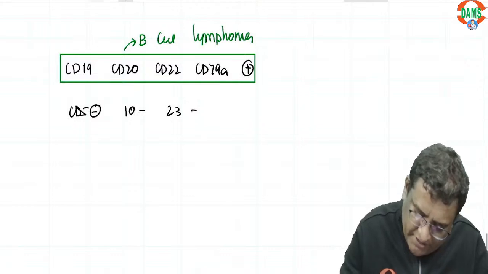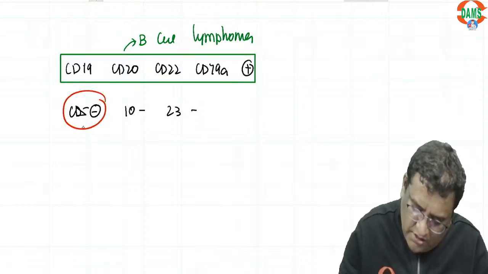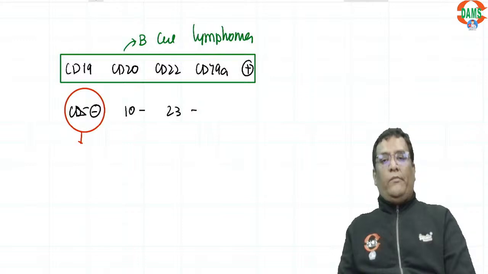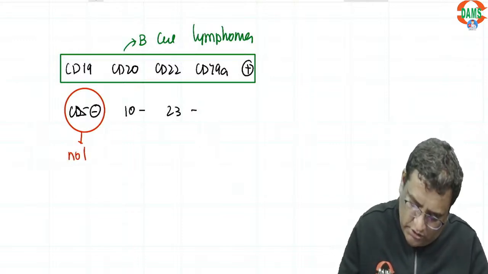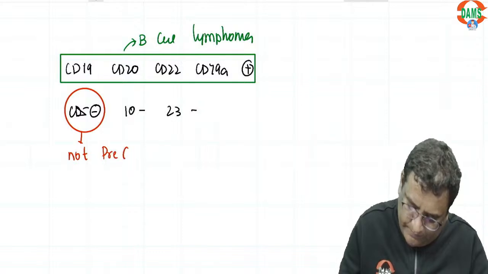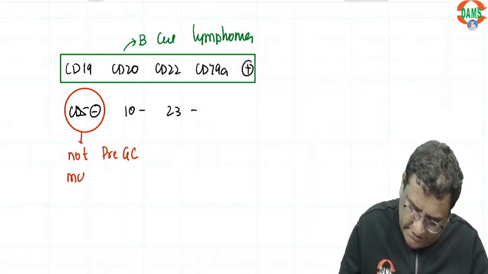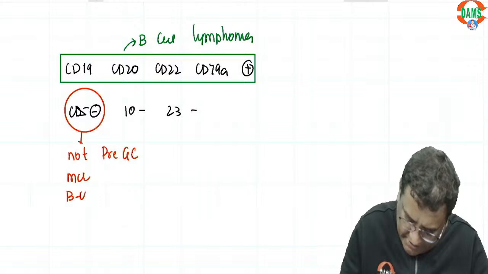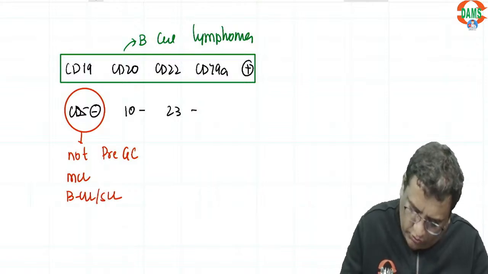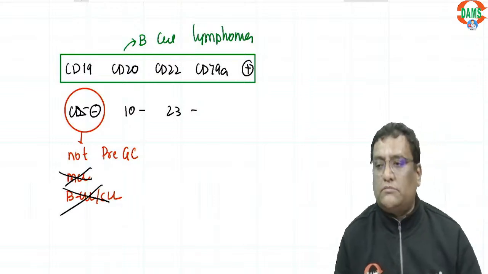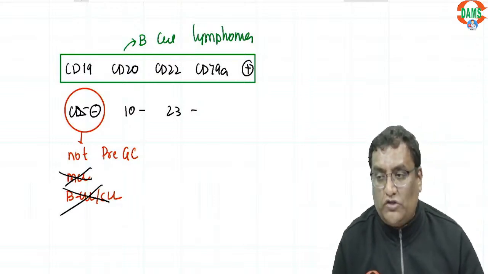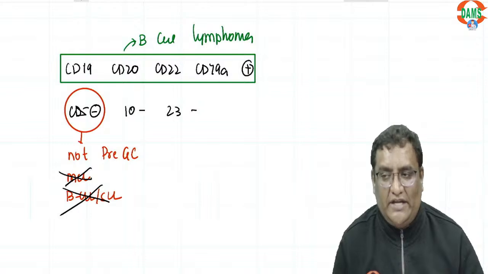It is CD5 negative. What does this suggest? 5 negative means it is not pre-GC. So mantle cell lymphoma, and CLL, SLL, if they were in the options, will be ruled out here. These cannot be the answer. Fortunately, both of these were not in the options there, right?